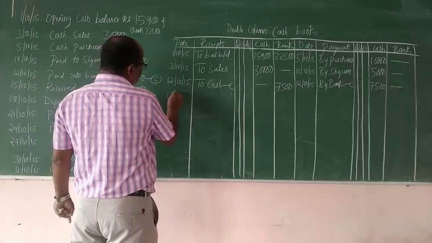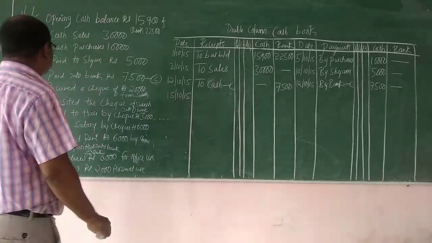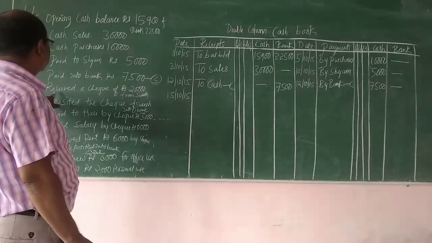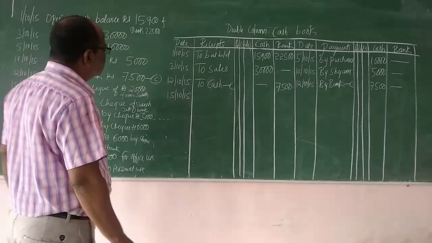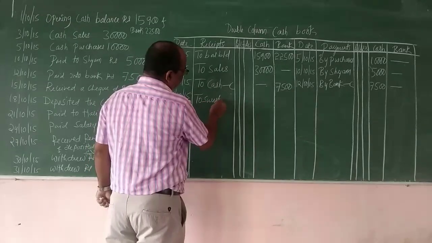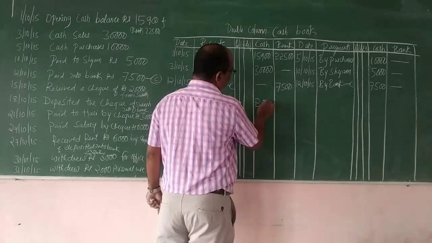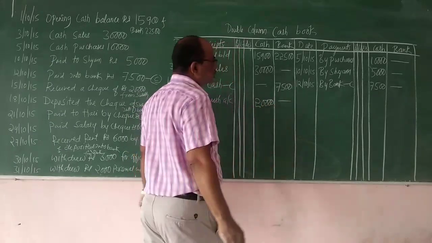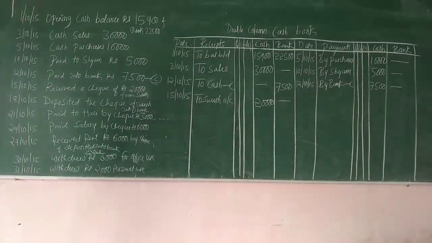On 15, you have received a check of rupees 20,000 from Suresh, but you have not deposited the check on the same day. You have deposited on 18. So on 15, you will show the check as cash to Suresh account. You will show in the cash rupees 20,000. Since you have not deposited that into the bank, you cannot show that in the bank account. So you are supposed to show it in the cash account.